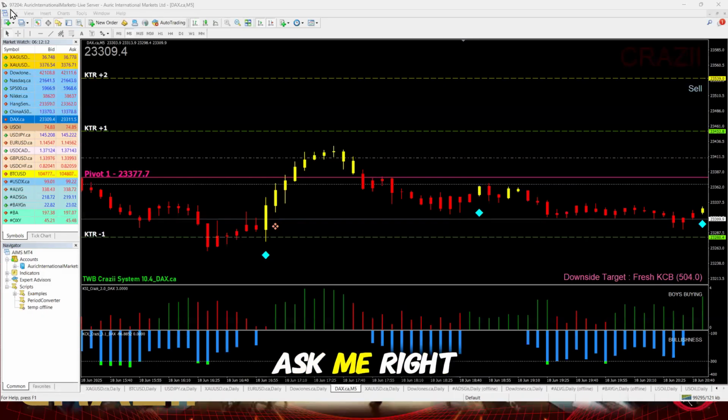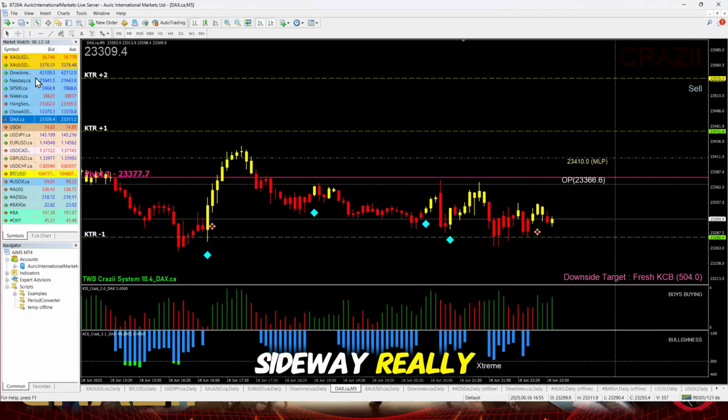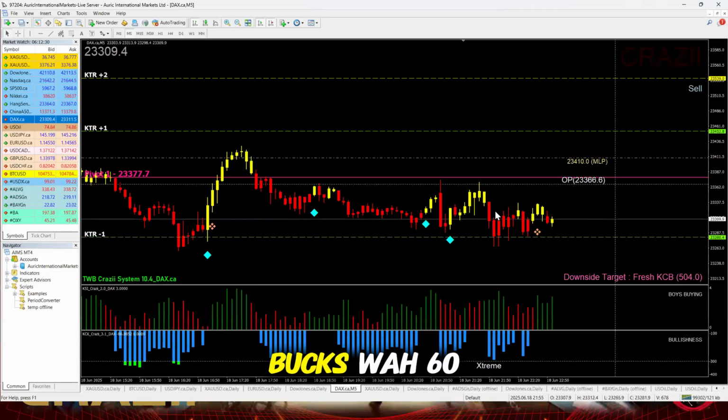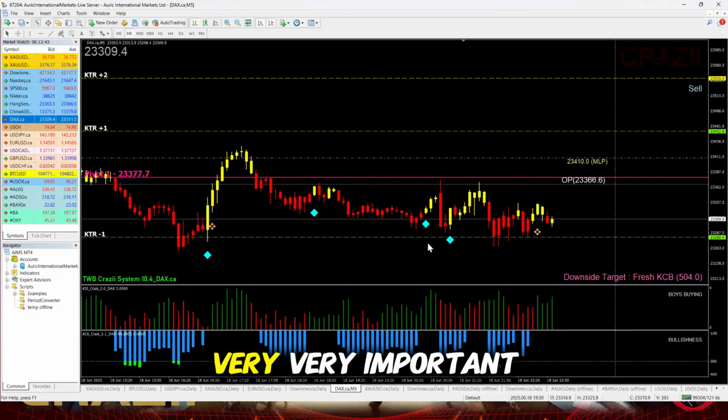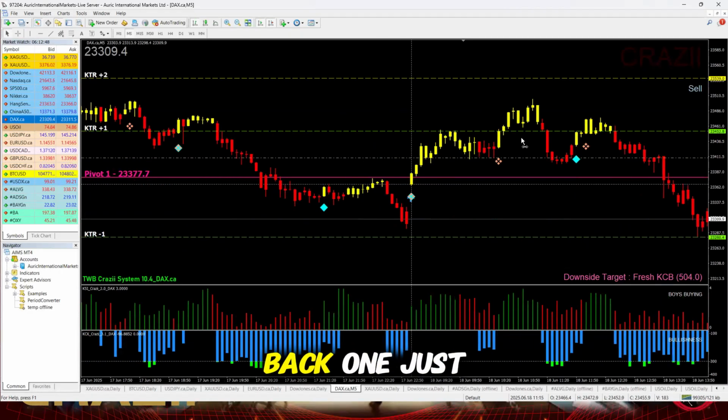Okay, so that is why I say, guys, DAX is very good to trade. And you can see what happened later in DAX itself. It went literally sideways. And how long is sideways? Let me see. From here to the end of the day, it's basically 60 bars. Wow, 60 bars, 5 hours, sorry. So do take note of that, very important. If you traded the front part, then the back part, just give it a miss.